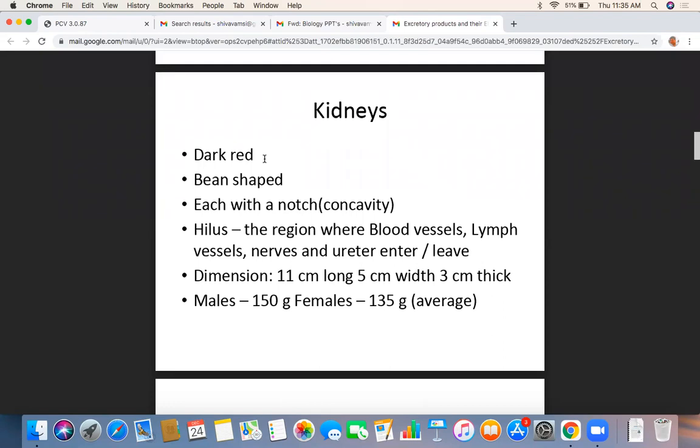The renal vein will go on and then join with the vena cava, and through the vena cava it will get to the heart.